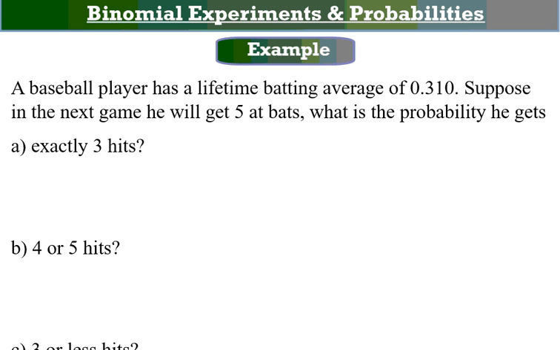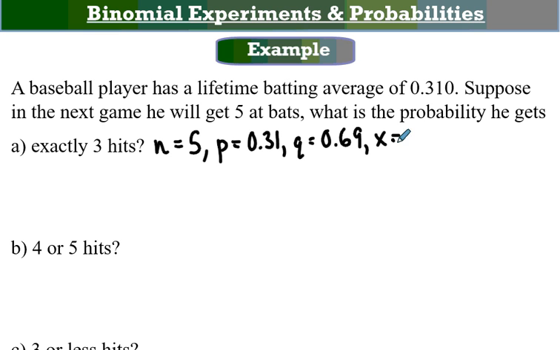So a baseball player has a lifetime batting average of 31% essentially. Suppose in the next game he's going to get 5 at-bats. What's the probability he gets exactly 3 hits in scenario number 1? Well, first off, this is a binomial. It's a binomial because we have a fixed number of trials, 5. We want to know how many successes, 3. Each time he goes to bat, we're assuming he has a 31% chance of success, which means he has a 69% chance of failure. So if I want to know the probability of him getting exactly 3 hits, well, n would equal 5. P would equal 31%, Q would equal 69%, and we have 3 successes.